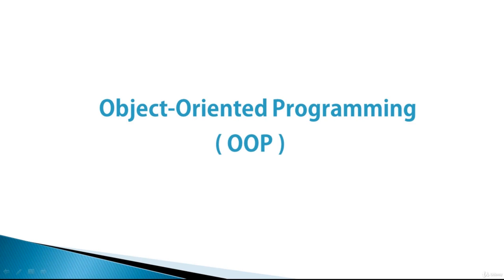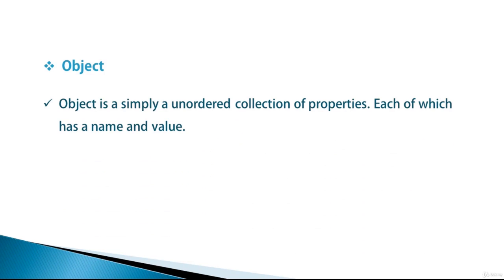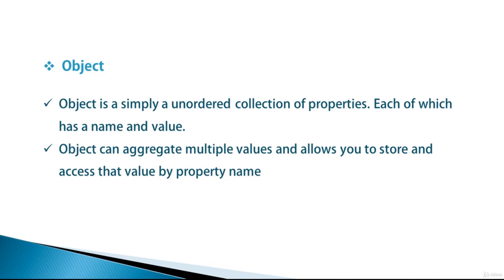OOP stands for Object-Oriented Programming. To understand object-oriented programming, we need to first understand what is an object. An object is a simple, unordered collection of properties, each of which has a name and value. An object can aggregate multiple values and allows you to store and access those values by property name. A property name can be a string or a symbol.